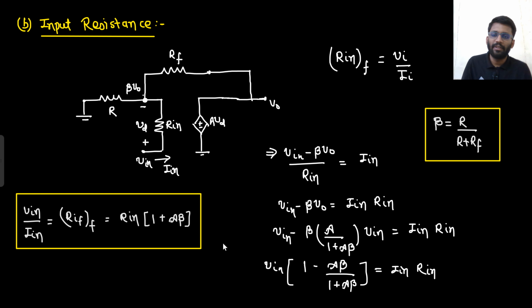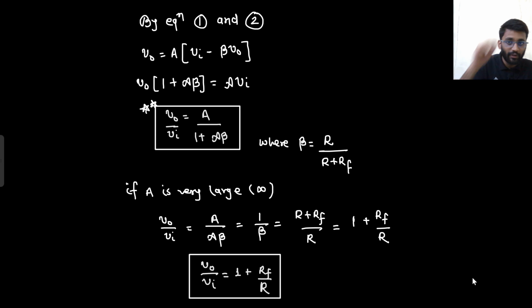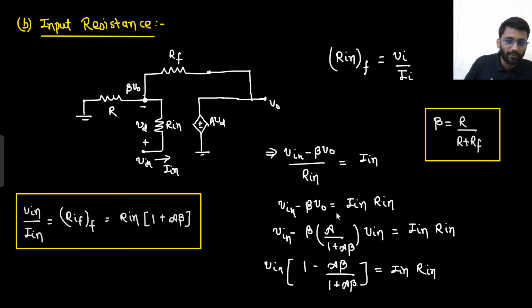So Vin minus beta V naught divided by Rin is equal to Iin. Now I just need to replace this V naught by Vin. In the previous expression, I calculated what my V naught is. V naught is A upon 1 plus A beta into Vin. So from here I calculated my final answer, that is coming to be Rin into 1 plus A beta. So this is my final answer. Say yes or no. So this is my input resistance.